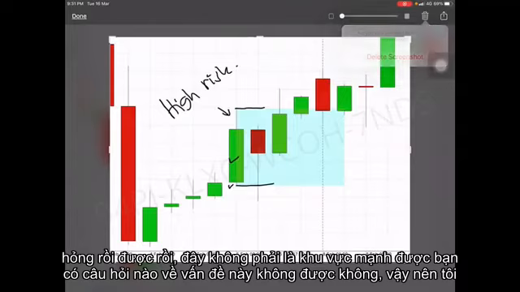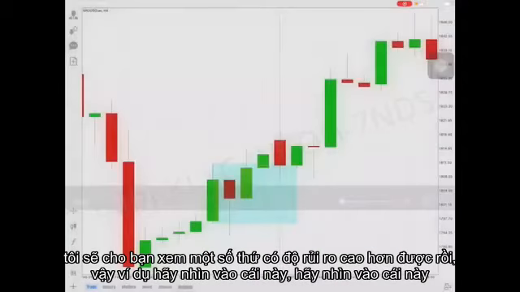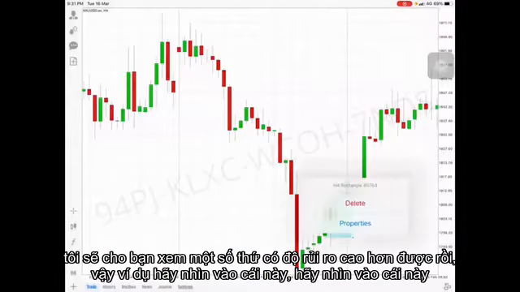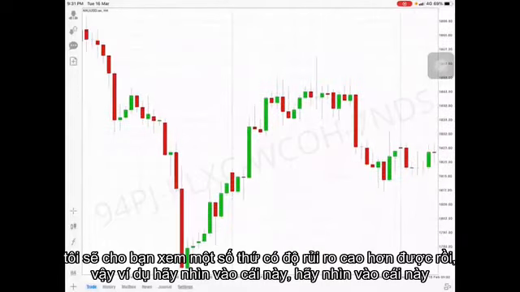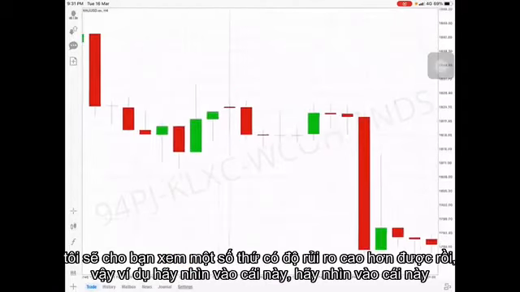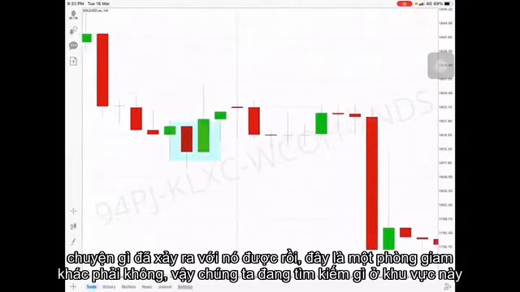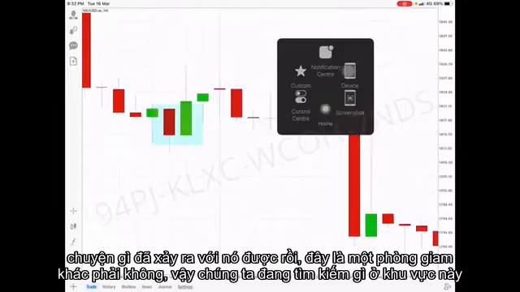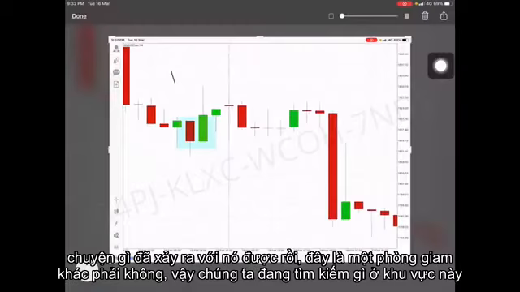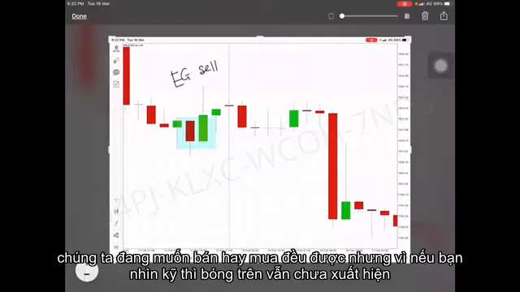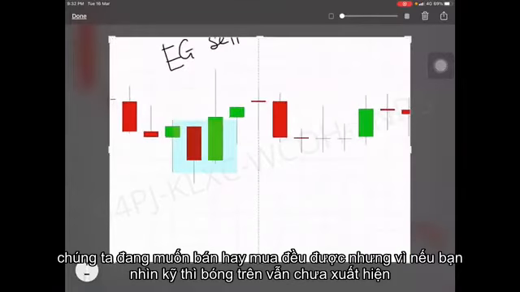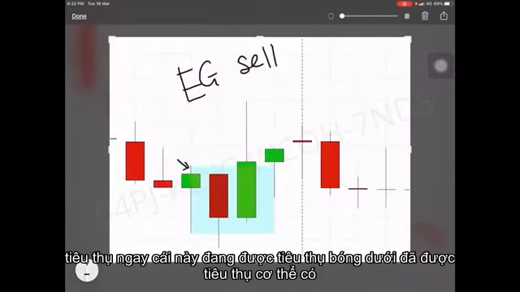No question. Okay, so I'm going to show you some more high risk ones. All right. So for example, look at this one. Look what happened to it. Okay, this is another engulfing sell, right? So what are we looking for at this zone? Are we looking for sell or buy? Sell.